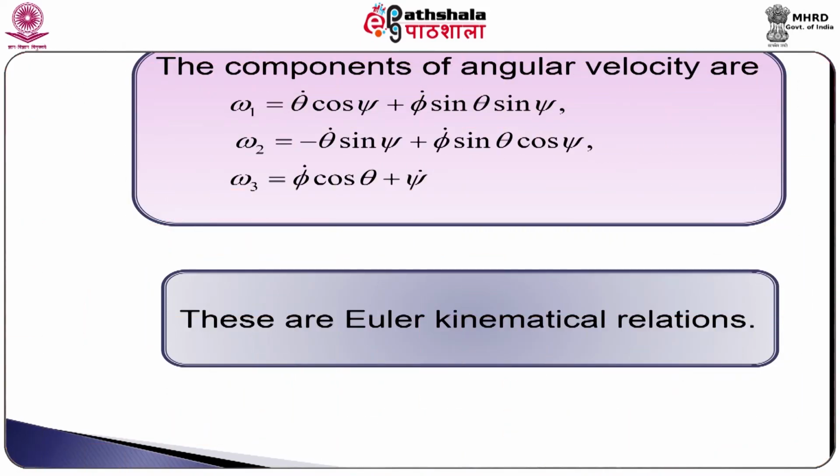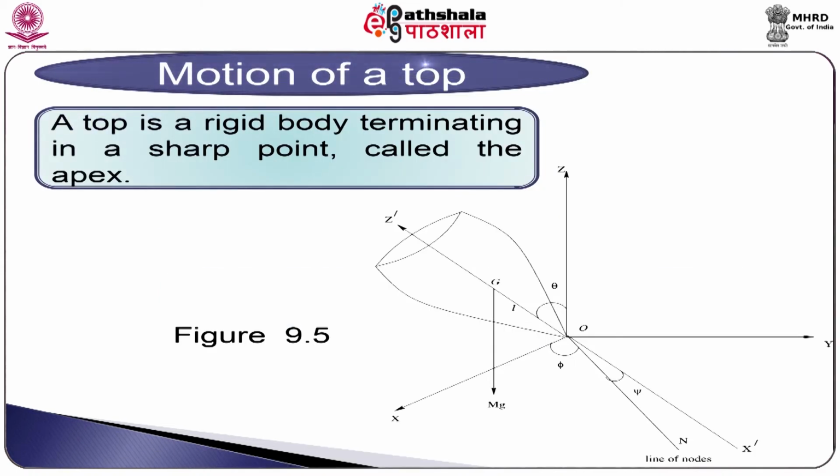Therefore, the components of angular velocity about the coordinate axis are given by omega 1 equal to theta dot cos psi plus phi dot sin theta sin psi, which have been written here. Omega 2 equal to minus theta dot sin psi plus phi dot sin theta cos psi. Omega 3 equal to phi dot cos theta plus psi dot. These are known as Euler kinematical relations. Now we shall discuss motion of a top.